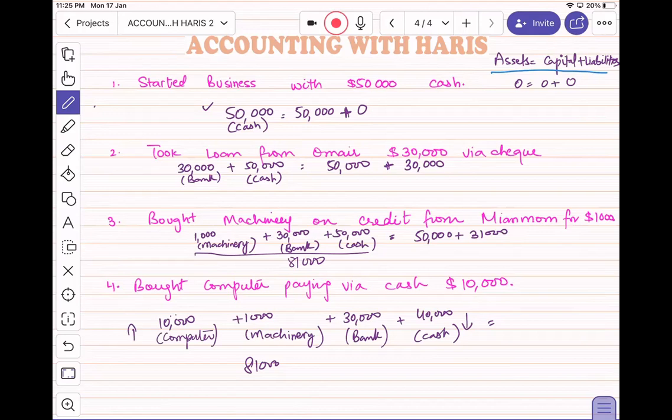Now, if you carefully look, as I'm always telling you, each transaction has a dual impact, two sides of the picture to it. So if you see in this equation, we started business with 50,000 cash, right? So in this equation, if you realize, your assets are increasing, and your cash is also increasing.